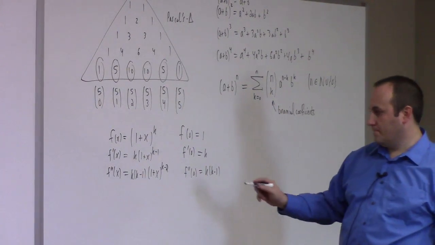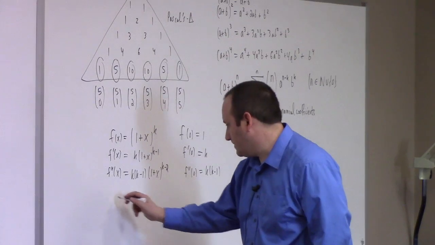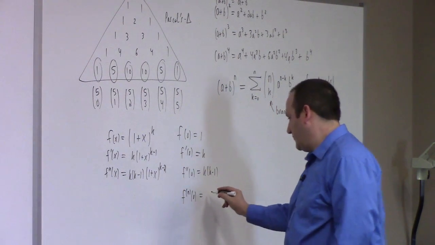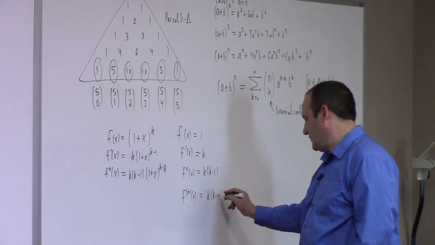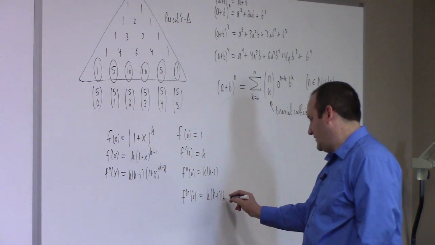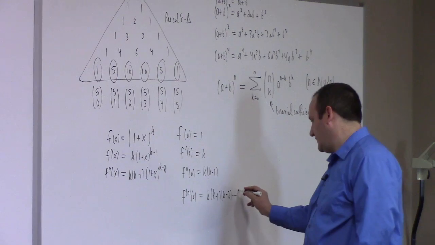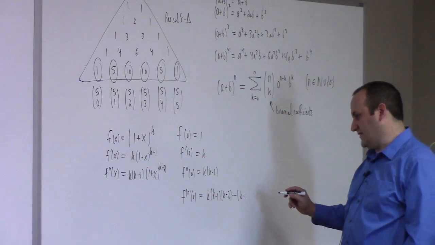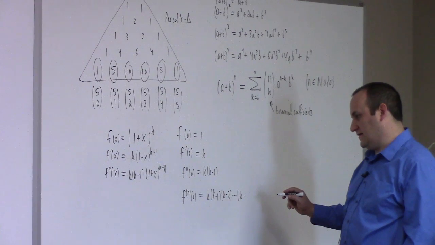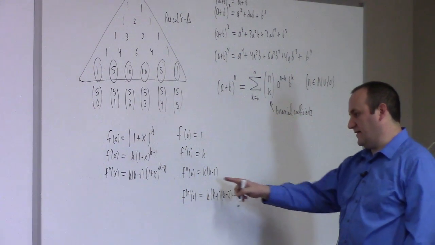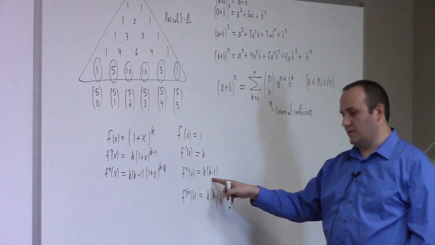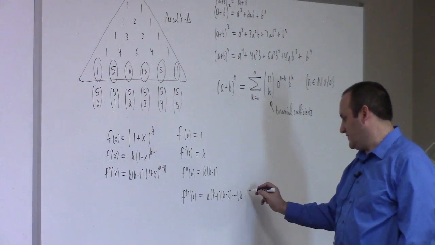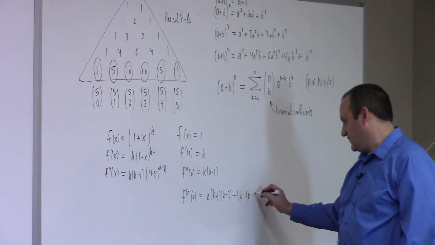See where we're going? What's the nth derivative? It would be k times k minus 1 times k minus 2, and so forth and so on until we get to what? K minus what? K minus n? Not quite right, right? If n equals 2, we go to 1. So it's k minus n minus 1, right?